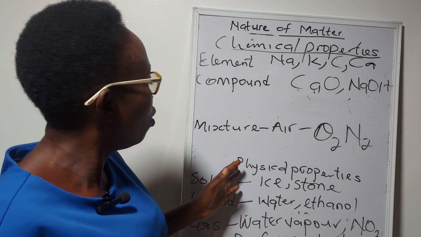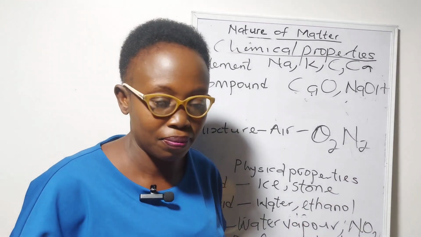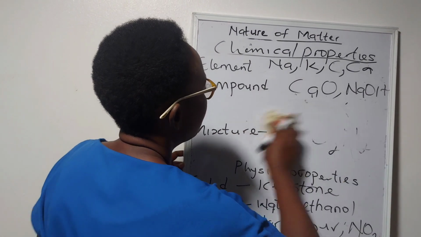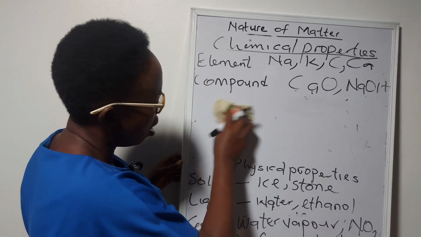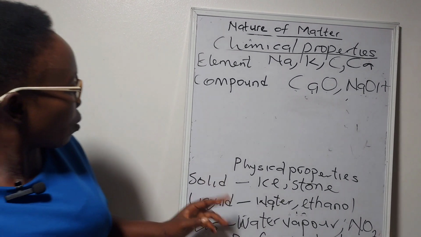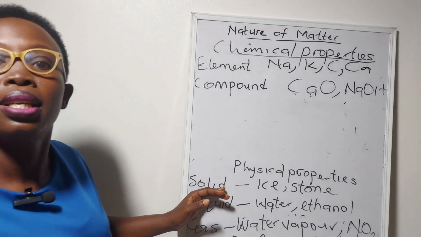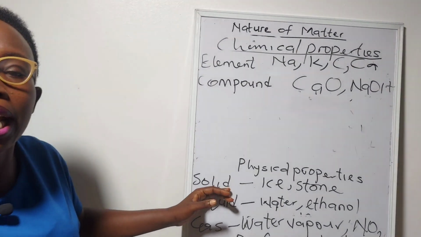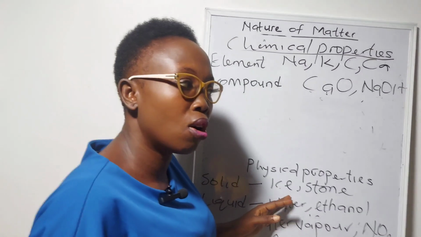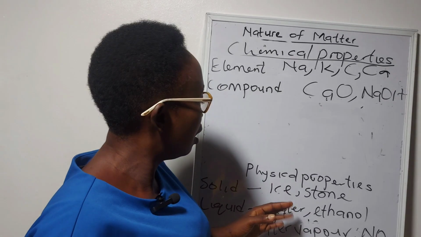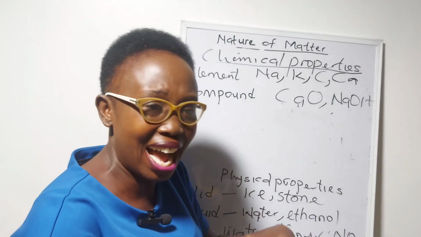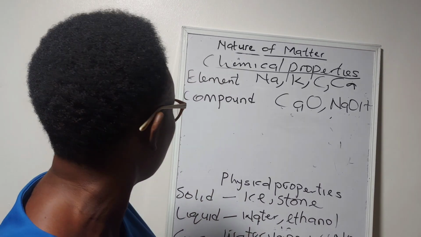Now, let's move to the physical properties. Under these physical properties, we will talk about the states of matter, where we are going to talk about solids. In our house, we can see a solid: ice, the ice block, stone. All of us can see it. All these are solids. They are examples of solid particles.